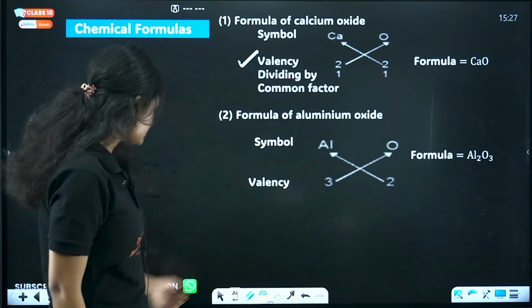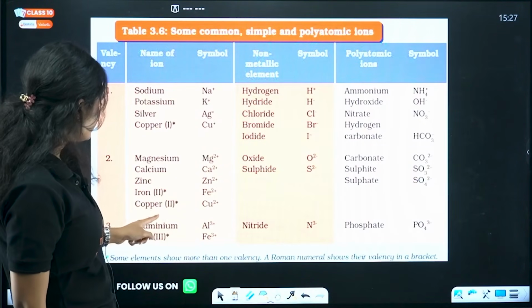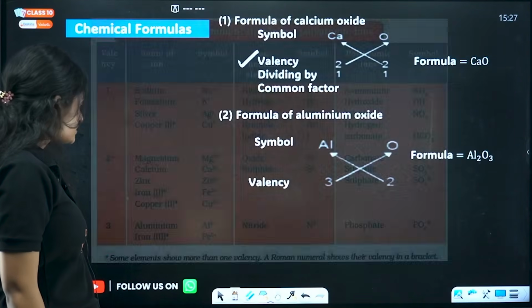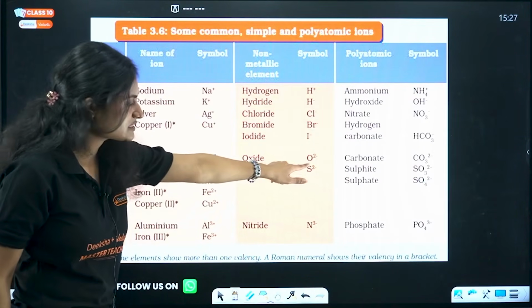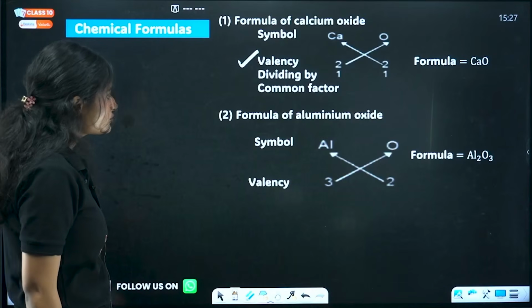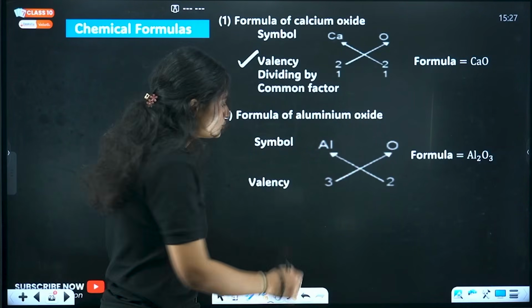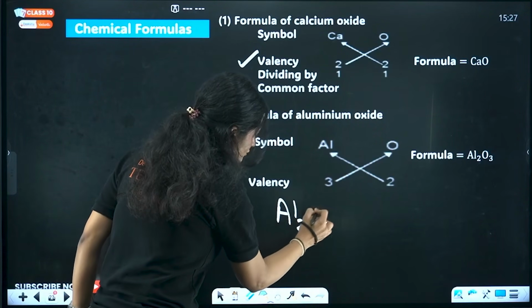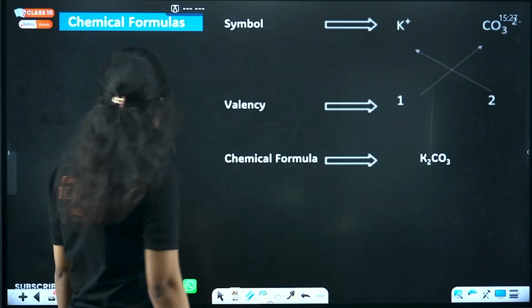Aluminum has a valency of 3. Why? Because here we are given aluminum as 3 positive. Oxygen has a valency of 2. Why? Because it is given here as O2 negative. So we just crisscross aluminum 3, oxygen 2, and that's why we get Al2O3.